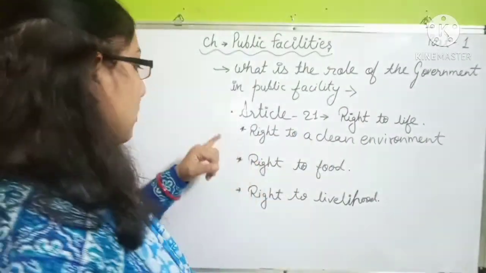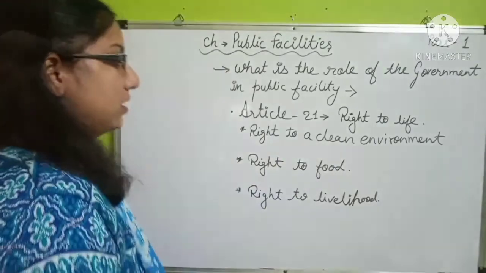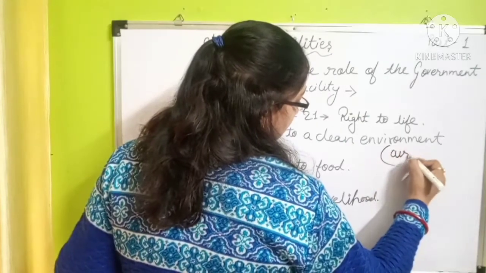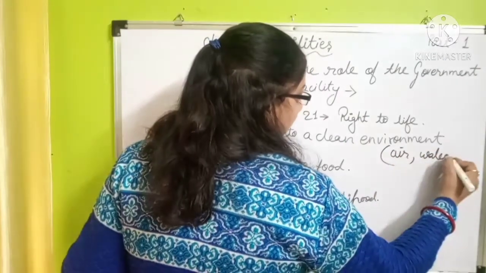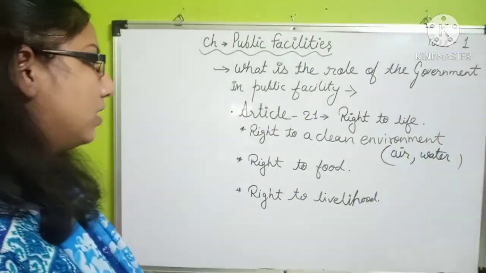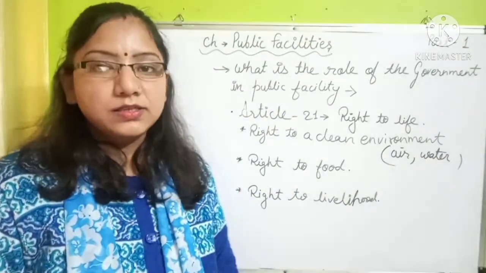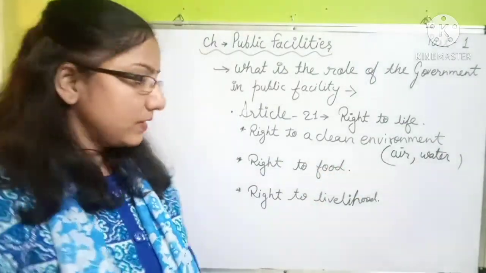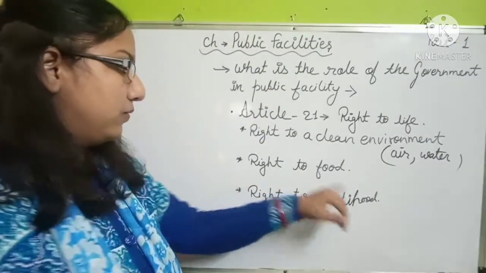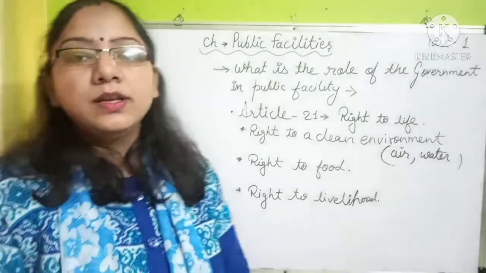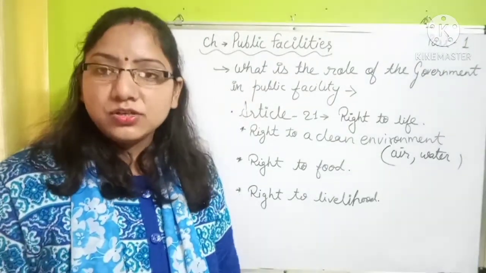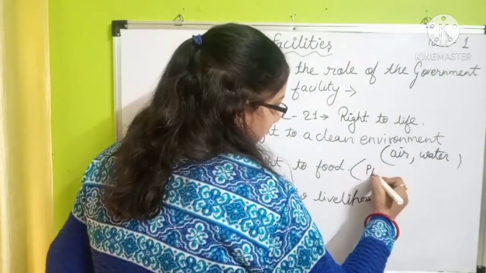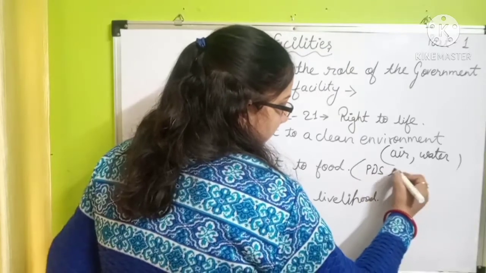In this we can talk first about the right to a clean environment. In the clean environment, we can include clean air and clean water as well. Means everybody can access fresh air and everybody can access fresh and pure water. The other one is the right to food. As we know, our government is providing us ration from the ration shops, and this right to food comes under the PDS system.